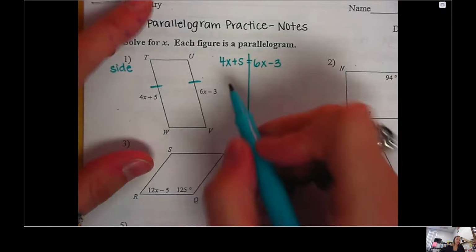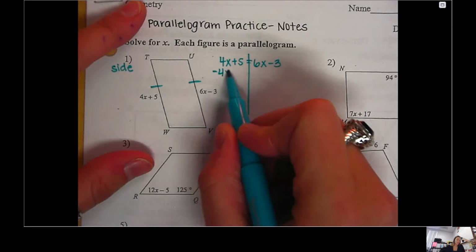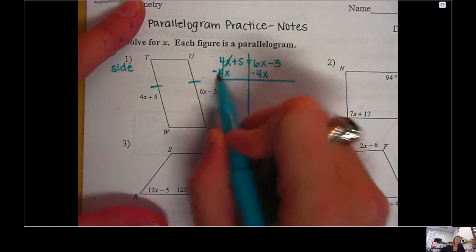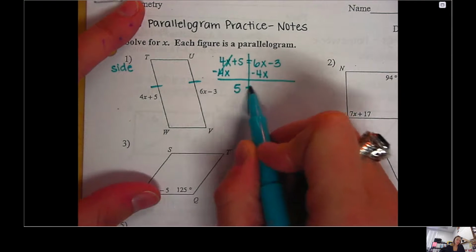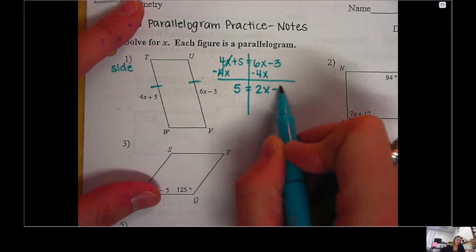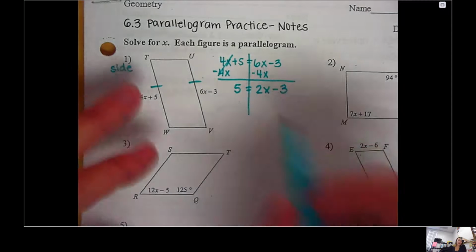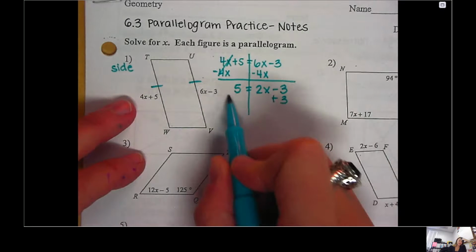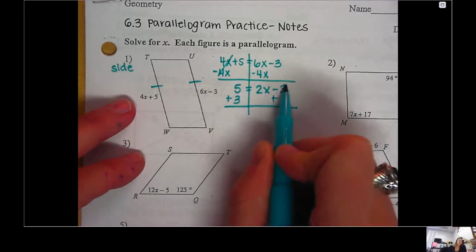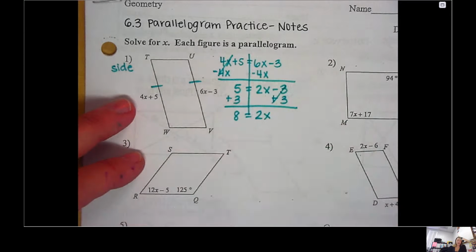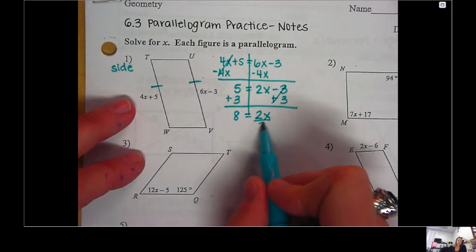So I'm going to start by subtracting my 4x from both sides. So I like to move the smallest x first, so I don't have to deal with negatives. Then I'm going to get all my constants to the other side, so I'm going to add 3. I get 8 equals 2x. And then last step is divide by 2.